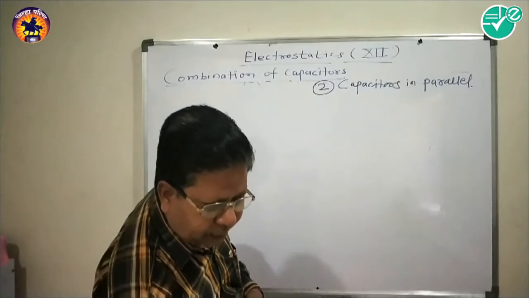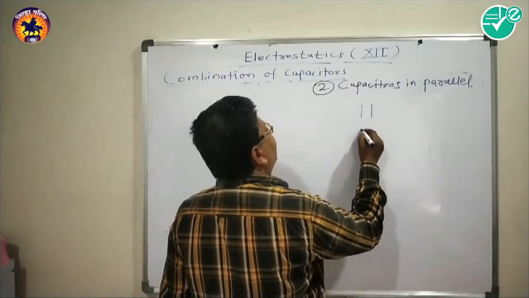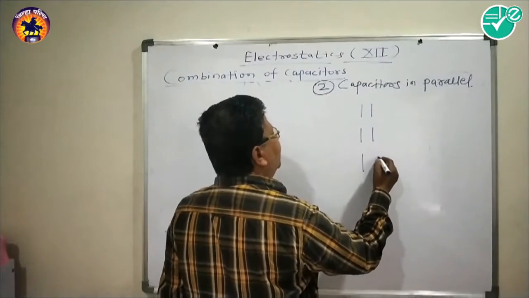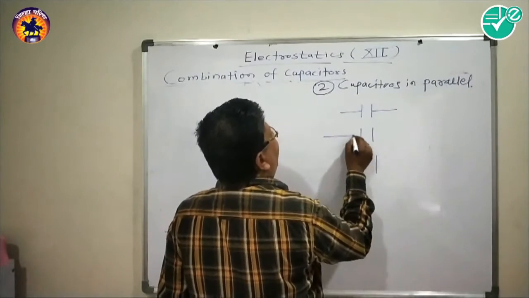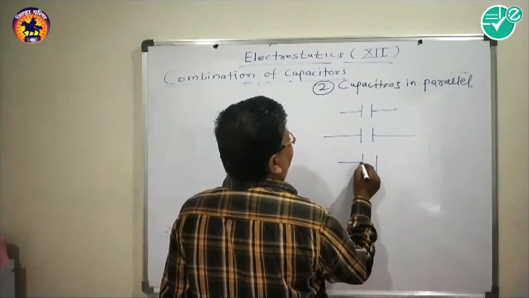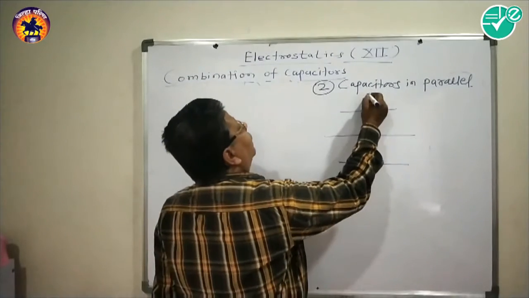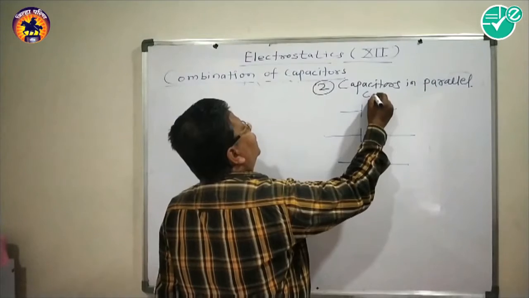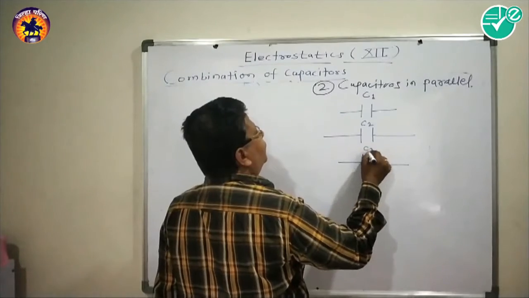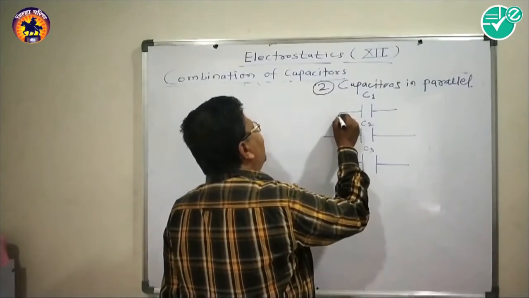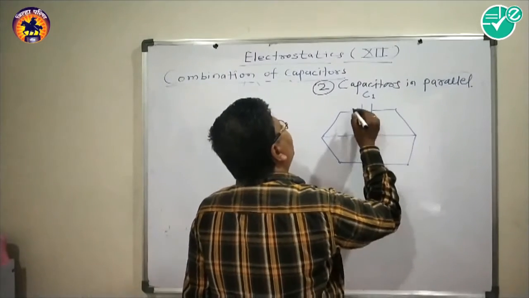In this case, if a number of capacitors are connected one across the other, or between two common points. Suppose that there are three capacitors having capacitance C1, C2 and C3, and these three capacitors are connected between two common points.